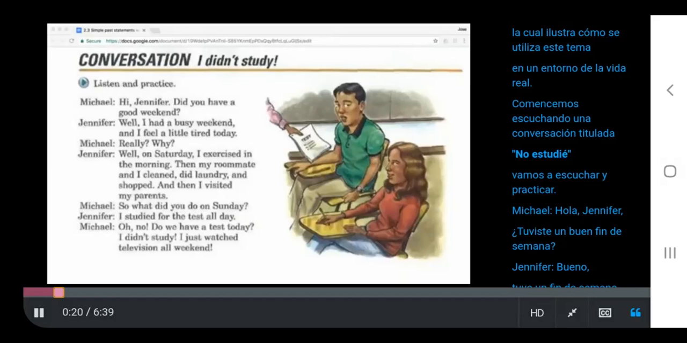Okay, ahora cambiamos. Hi Jennifer, did you have a good weekend? Well, I had a busy weekend. I feel a little tired today. Really, why? Well, on Saturday, I exercised in the morning, then my roommate and I cleaned, did laundry and shopped, and I visited my parents. So what did you do on Sunday? I studied for the test all day. Oh no, do we have a test today? I didn't study, I just watched television all weekend.